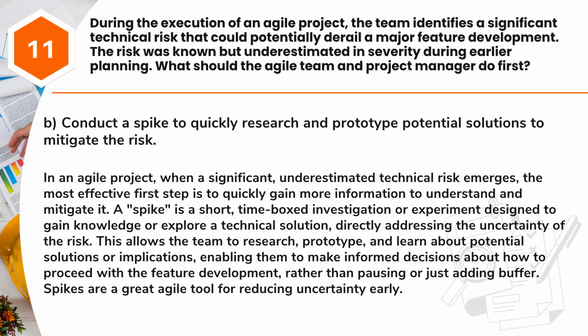Answer: B. Conduct a spike to quickly research and prototype potential solutions to mitigate the risk. In an Agile project, when a significant, underestimated technical risk emerges, the most effective first step is to quickly gain more information to understand and mitigate it. A spike is a short, time-boxed investigation or experiment designed to gain knowledge or explore a technical solution, directly addressing the uncertainty of the risk.